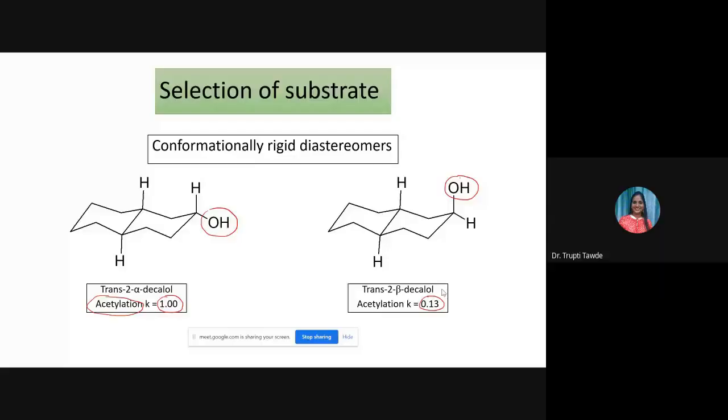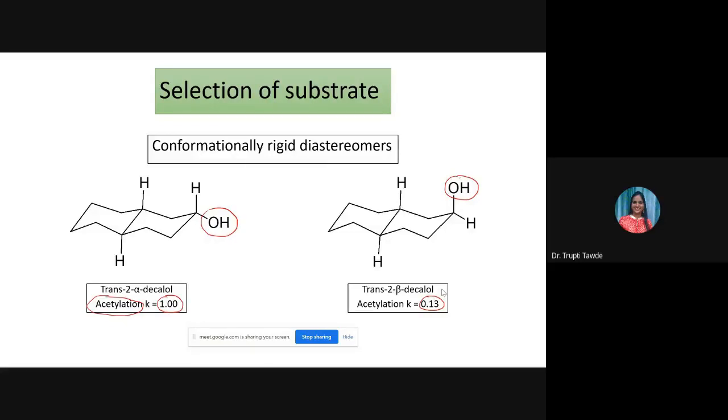material, then what kind of substrate you will take for the study of dynamic stereochemistry. Okay, so if you are dealing with conformationally rigid substrates like this, if you are dealing with systems like decalin or hydrindane, or if you're doing any study on steroids, let's say, then prefer to go for those particular structures which have the rigid conformation.